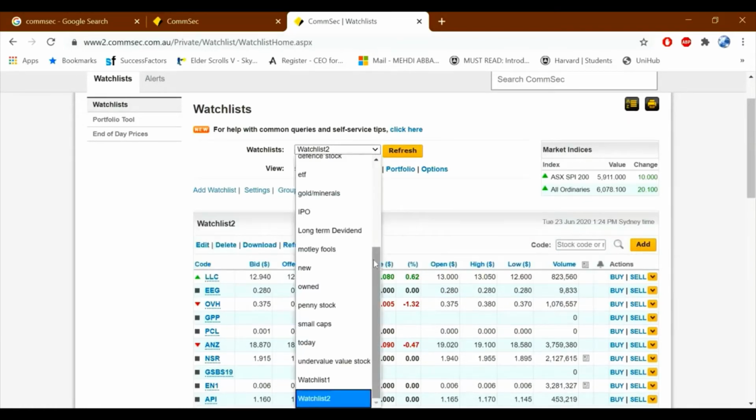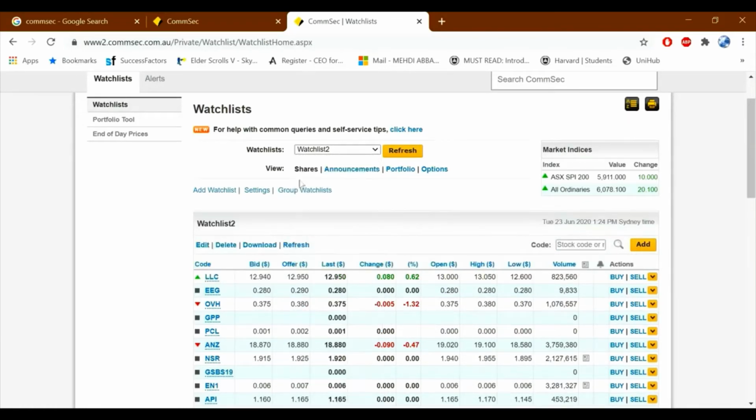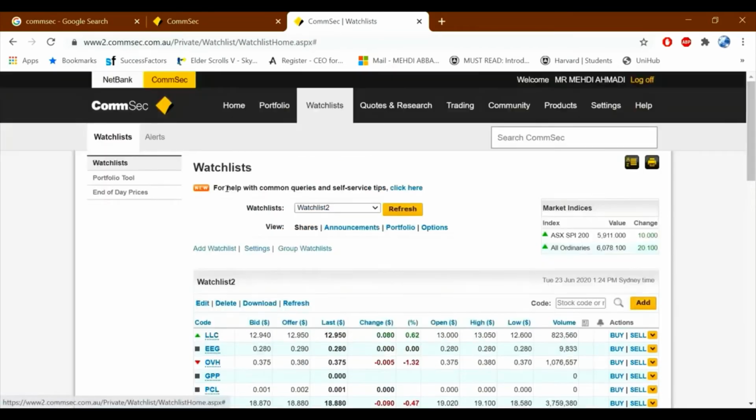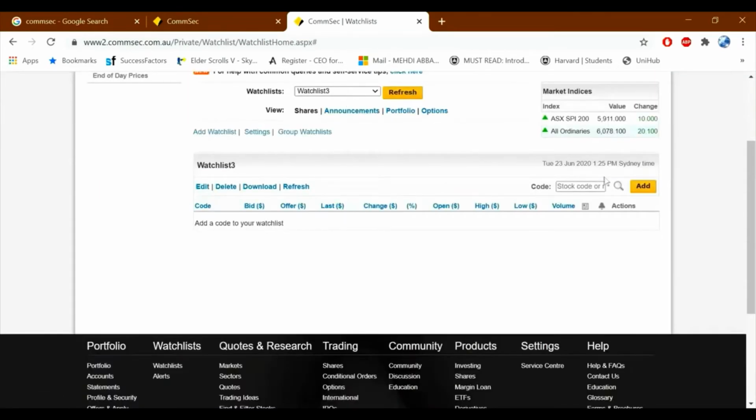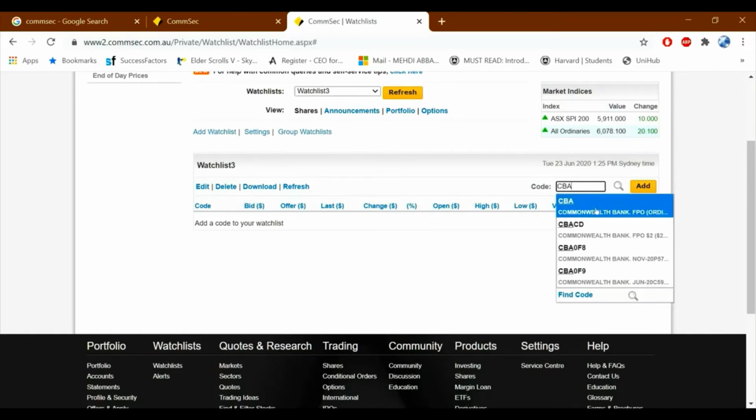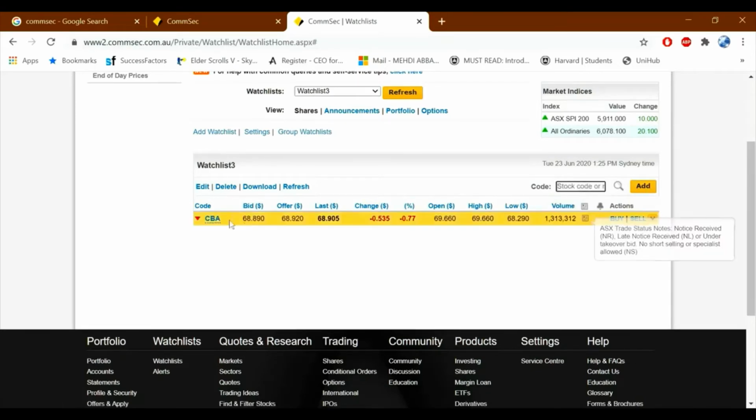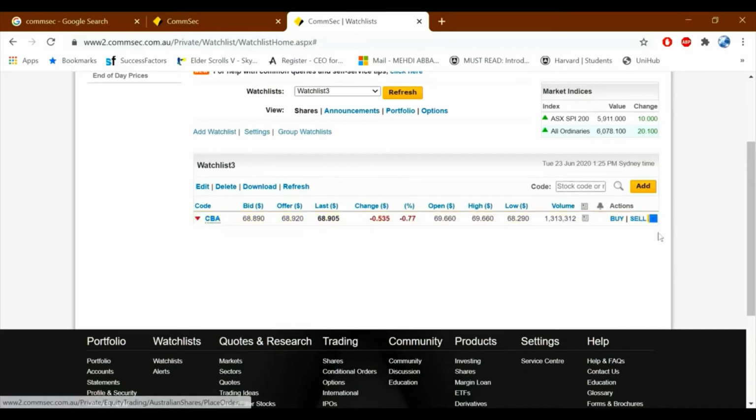It is so easy. What you want to do is just go add a watch list, and then in here under code, you type the name of the company or the ASX ticker, such as CBA, which is Commonwealth. So you just click on that and you go add. So the whole share will be added to that watch list, so you can keep an eye and keep track of it.